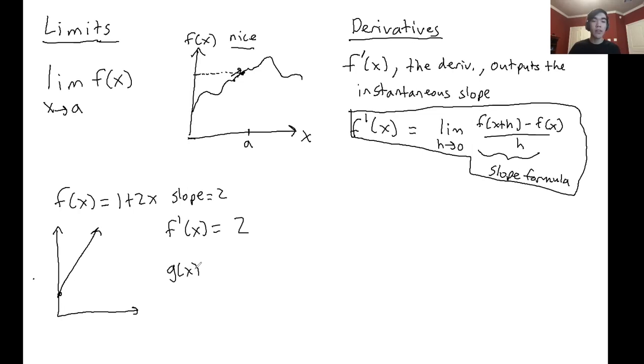If g of x is equal to 0, stays horizontal, then g prime of x would also equal 0, because the slope of a horizontal flat line is still 0. In fact, even if you add a constant to g, like 5, the derivative stays 0. That makes intuitive sense, right? If you shift the whole function up by just a constant, it doesn't actually affect the slope that things are going at, so it doesn't affect the derivative.